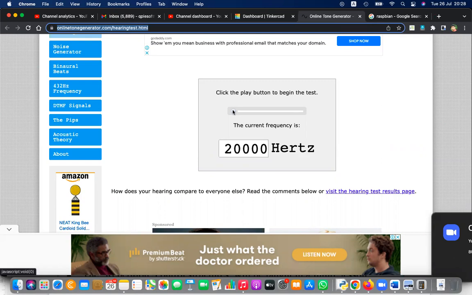I cannot hear anything below 20 hertz anyway, because I am human. I can hear beyond 20 hertz, but when it comes to very high frequencies, I cannot hear. At 17,000 or 18,000 hertz, I will not be able to hear. Maybe with earphones I'll be able to, but without earphones I can only hear around 15,000 or 16,000. That is the maximum. Let's play this and see.